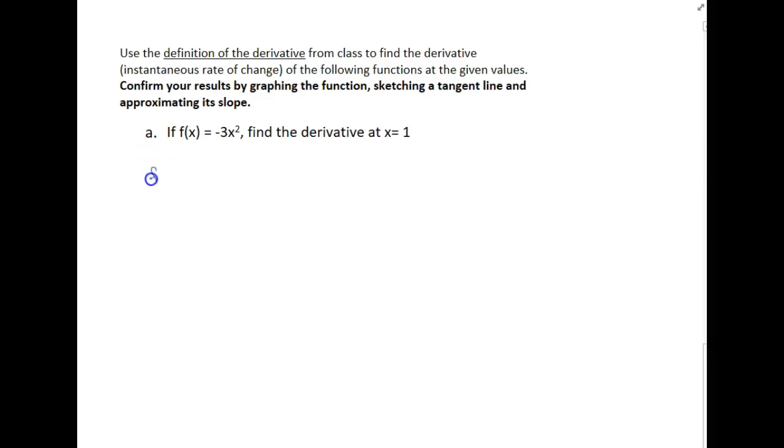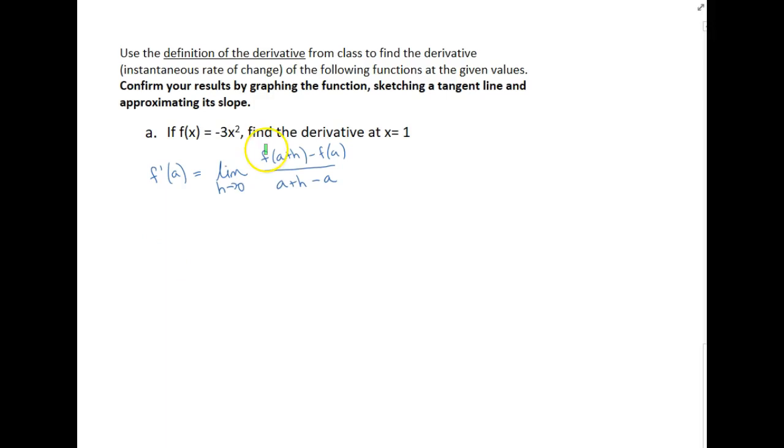So now we will look at doing this algebraically. The definition we established in class looks like this. It's a limit of a quotient, and in that quotient we are finding an average rate of change. So it's a change in y values divided by a change in x values. And we want that change in x values to approach 0.